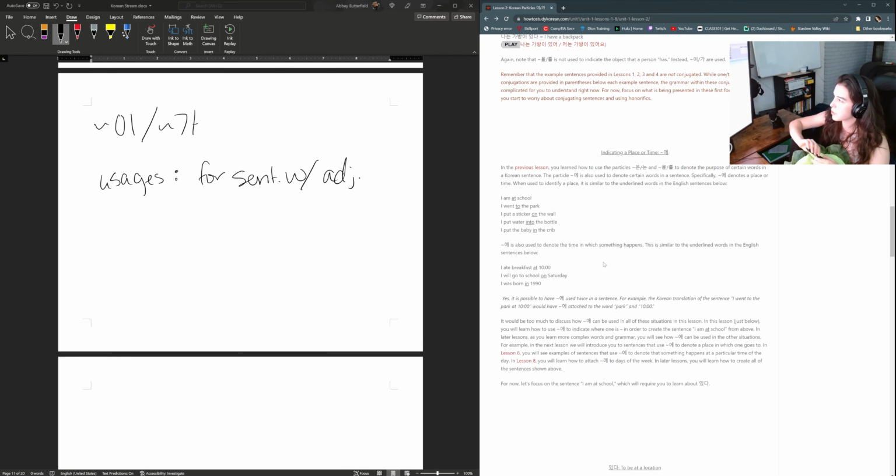So now we're going to be indicating a place or time, which is e. It denotes a place or time when used in identifying place, similar to the underlined words in English sentences. So at, to, on, into, in.